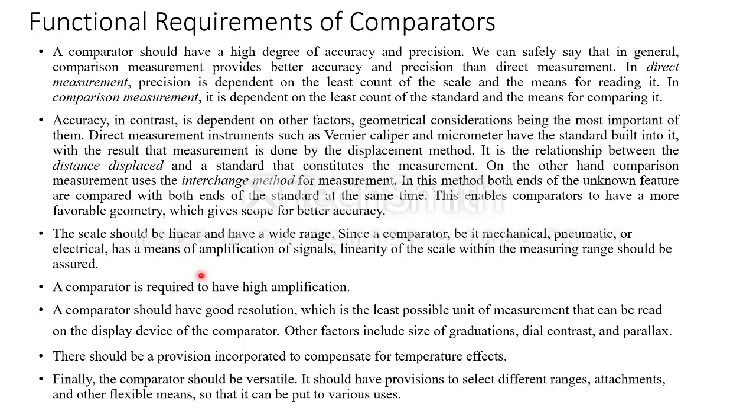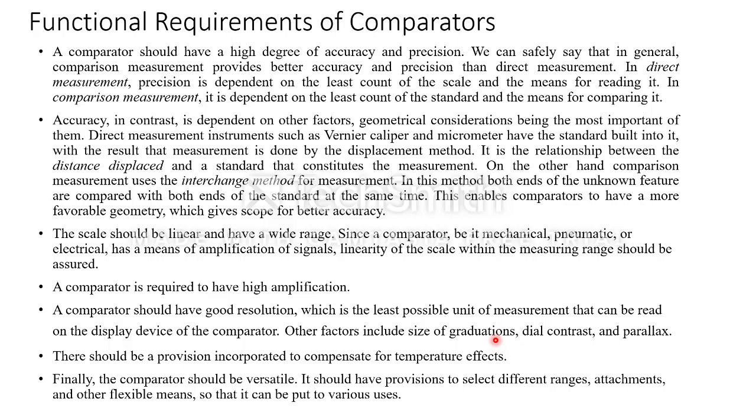Other factors are graduations, dial contrast and parallax. I have already discussed the importance of parallax. While reading, you should never make any mistake. And you should consider the temperature effects for the comparators. For example, in summer, the metals will expand, so you have to allow tolerance for the expansion. In the opposite way, in winter, the metals will contract, and in a similar way, you have to allow for the tolerance.